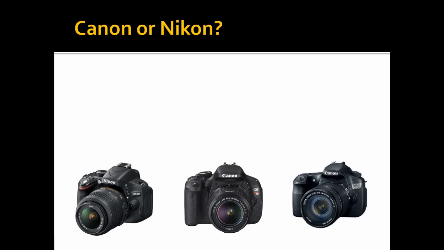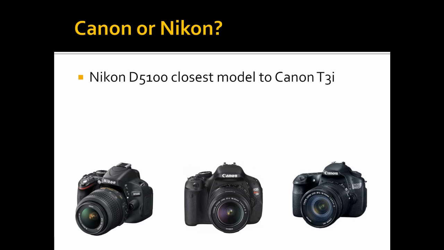So Canon or Nikon? That's the grand question that is always asked. Now this Nikon is really closest to the Canon T3i, so those would be really the two choices there. They're priced pretty much the same at around the $800 mark with just the body, and then with the lens kit you usually add $150 to $200 for the kit lens.